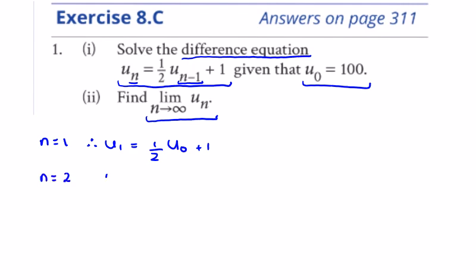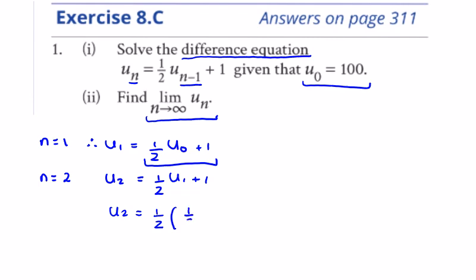When n is equal to 2, we'll be able to get u2, which is equal to a half. Again, from up here, if n is 2, it'll be a half of u1 plus 1. And u1 is this guy here. So u2 then becomes a half of u1, which is, I'll put it in a bracket, half of u0 plus 1. And we'll have to bring in this one as well, don't forget.